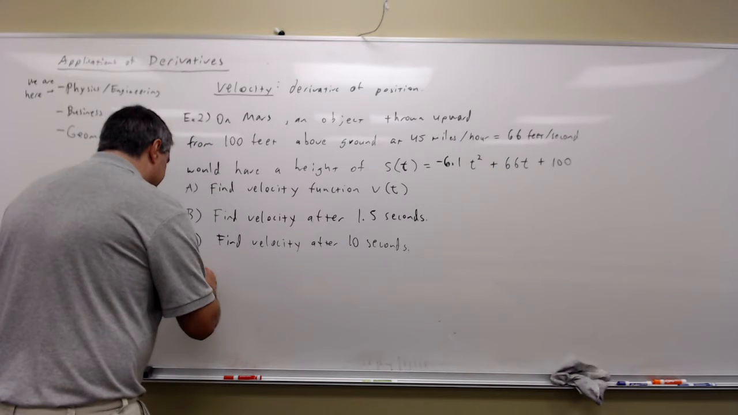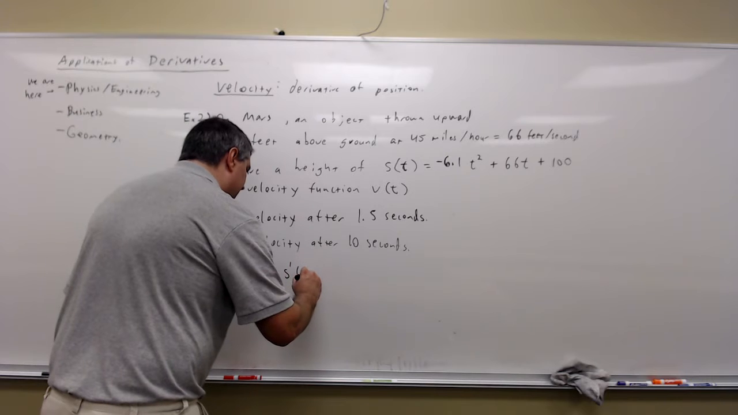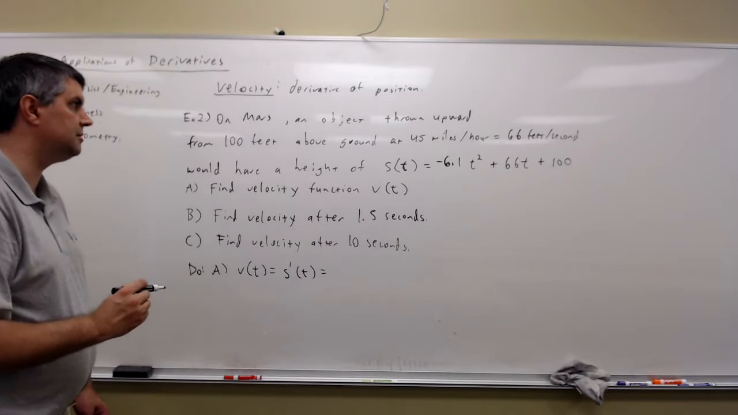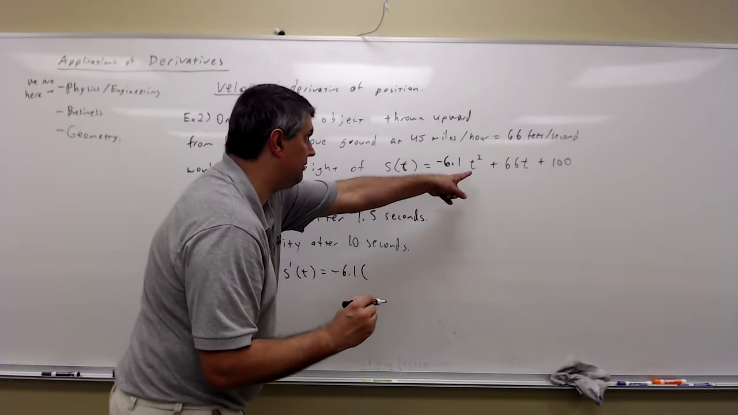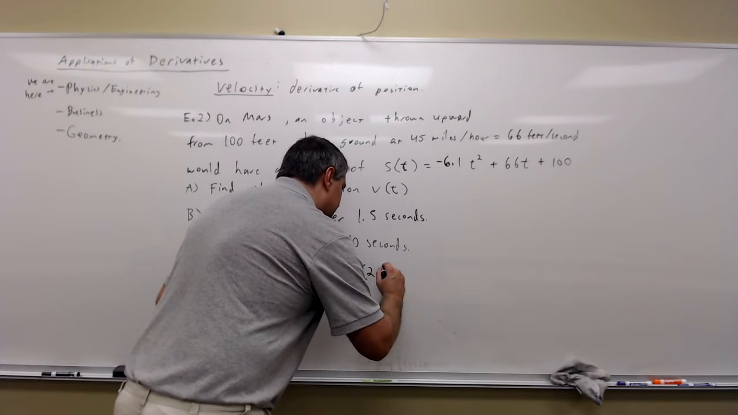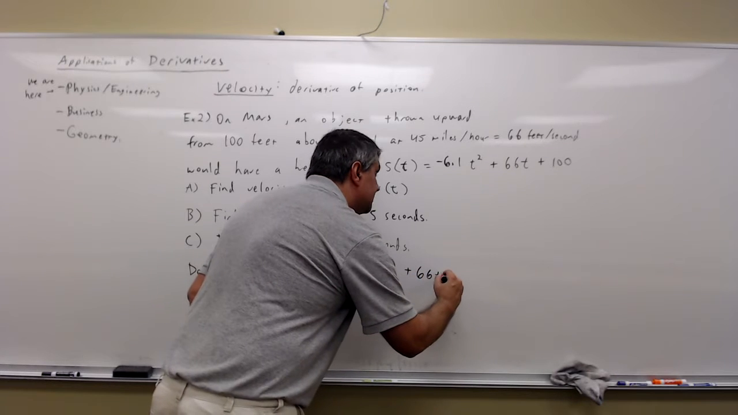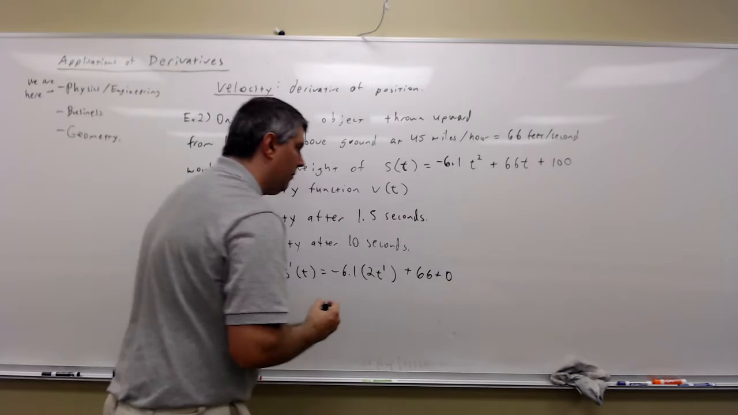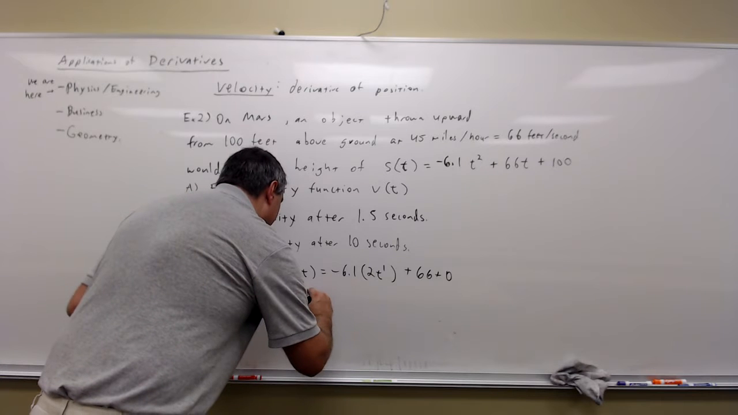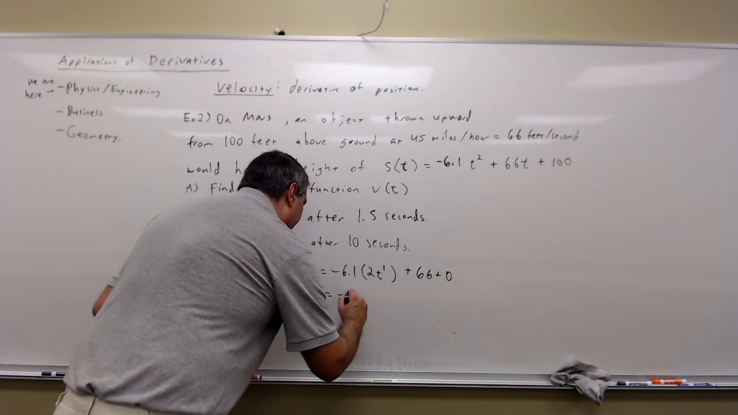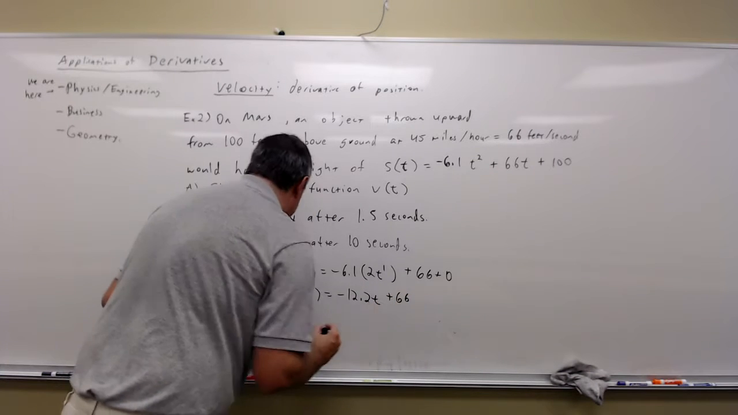Do A, v of t equals s prime of t, which is negative 6.1 times the derivative of t squared, which would be 2t to the first. The derivative of 66 times t would just be the 66, and the derivative of the constant would be 0. So v of t is negative 12.2t plus 66.